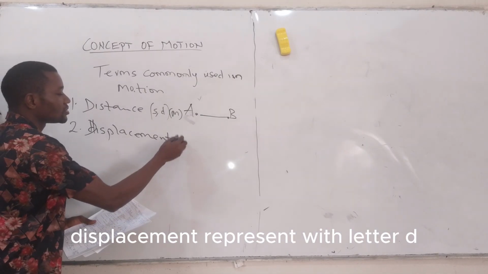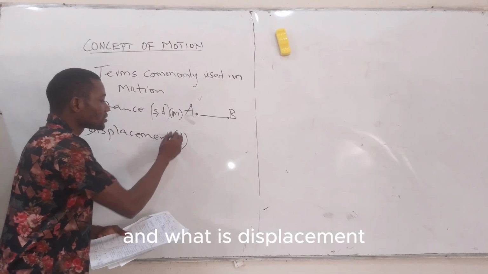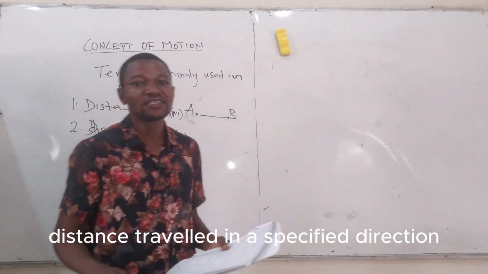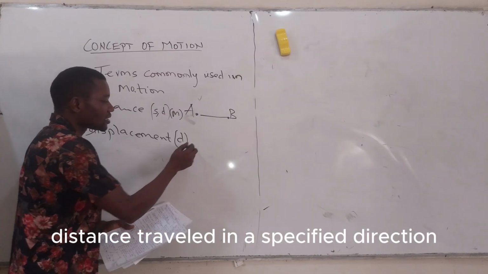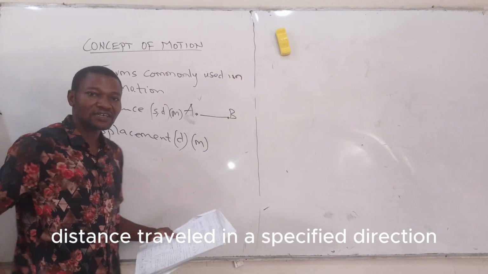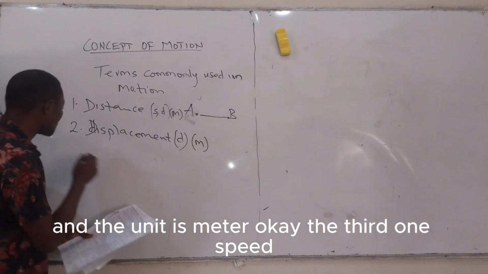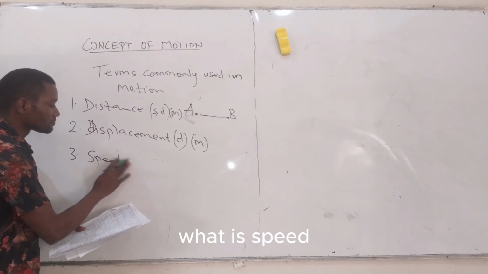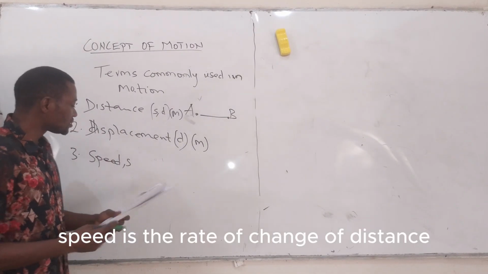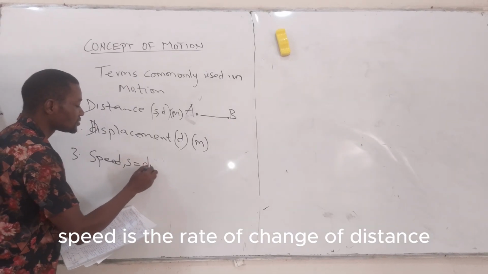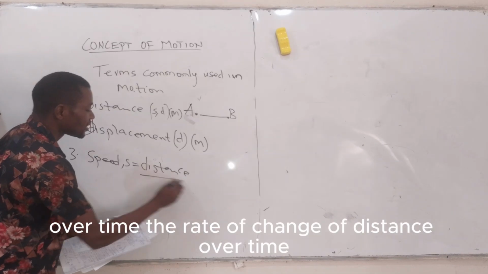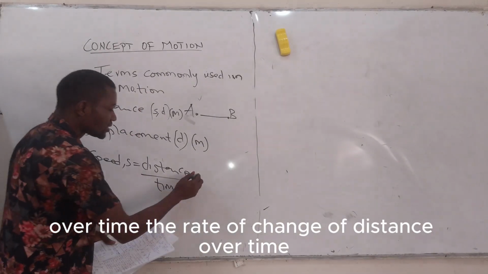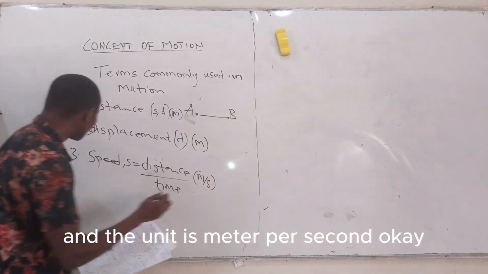Okay, the second one we want to look at is displacement. Displacement is represented with letter D. And what is displacement? Distance traveled in a specified direction. And the unit is meter. Okay, the third one, speed. What is speed? Speed is the rate of change of distance over time. And the unit is meter per second.